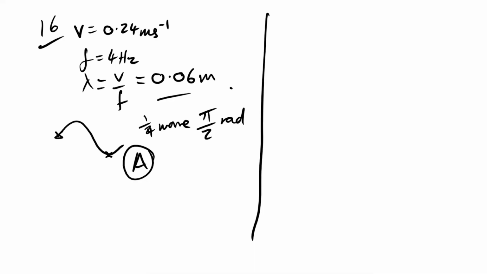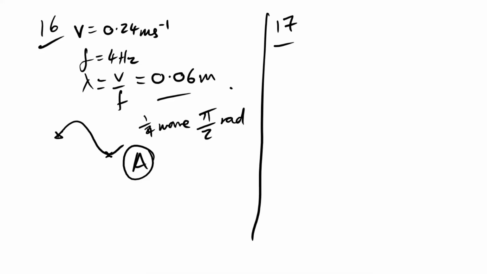C, particle velocity at Q is maximum. No, it's going to be at 0, because that's when it goes from up to down. So it is going to be going from positive to negative at that point. It's 0 at that point. D, particles at P and R are in phase. No, they are completely out of phase, in antiphase, or pi radians out of phase.